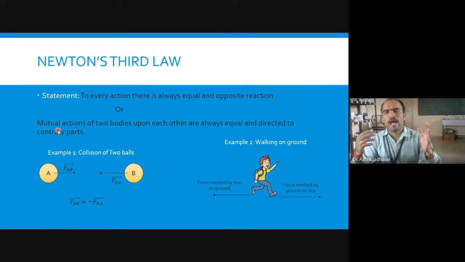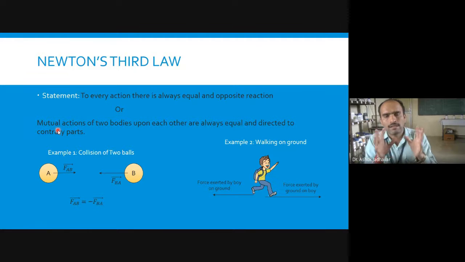Barabar. Means if you try to punch that boxing bag with your hand, then what will happen? When you punch on the boxing bag, then the boxing bag will go ahead and your hands will be basically pushed backward. Barabar hai ka?